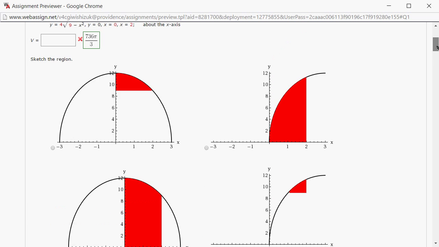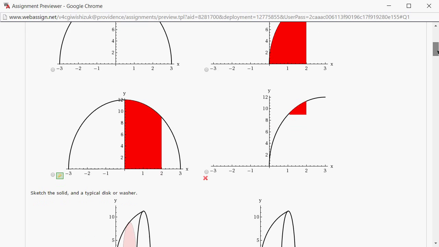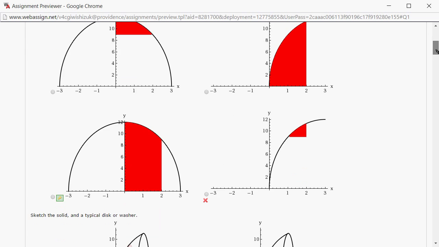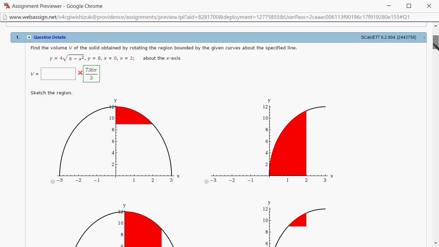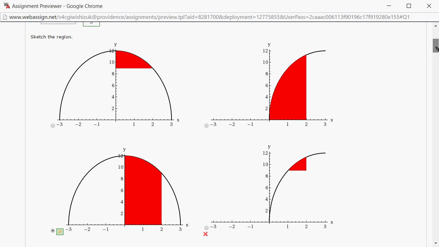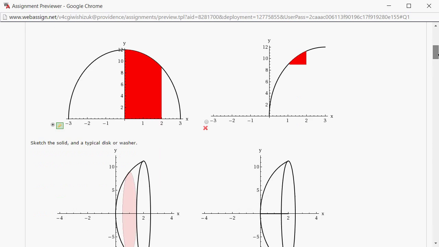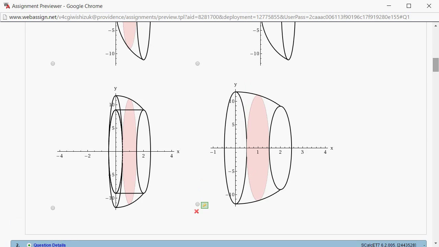You have a semicircle centered at 0, so it's going to be either the first one or the third one. Then it looks like it's going from x equals 0 to 2, and this is probably the one. Actually there's a key there, so you know that's the right answer. Then if you rotate this about the x-axis, you're going to get a solid which looks like this. Or actually, no.